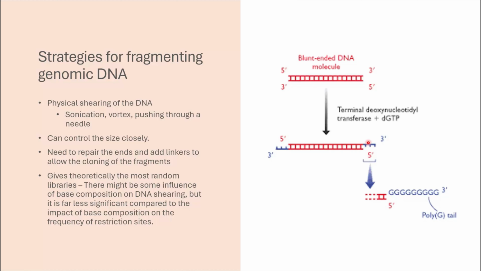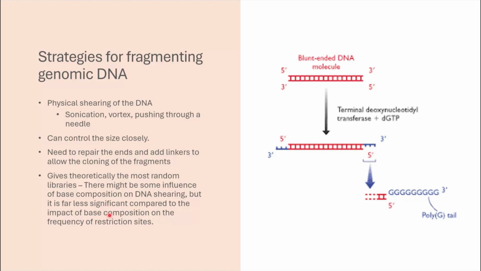And so you will need to, let's say, for example, you break your DNA using sonication, vortex, or you push the DNA through a needle, which breaks it. Then to allow it to ligate with the plasmid or the vector of interest, you will repair the ends by adding a linker here, which will make it look like this, and this is more fit to be inserted into your vector of interest.